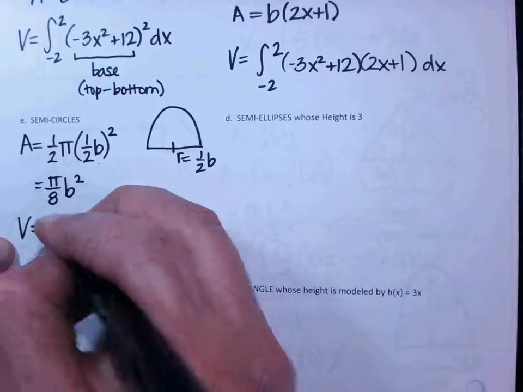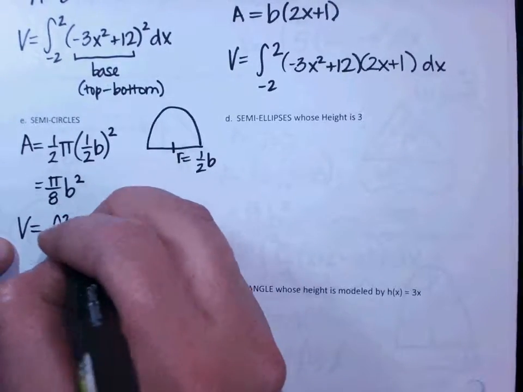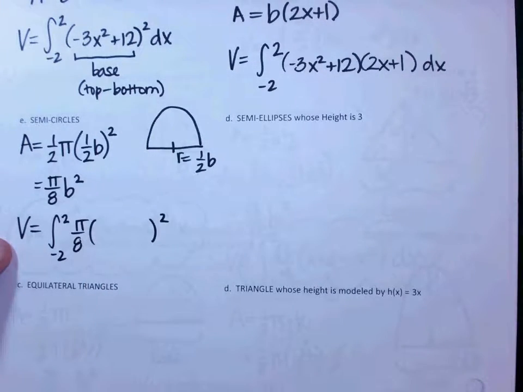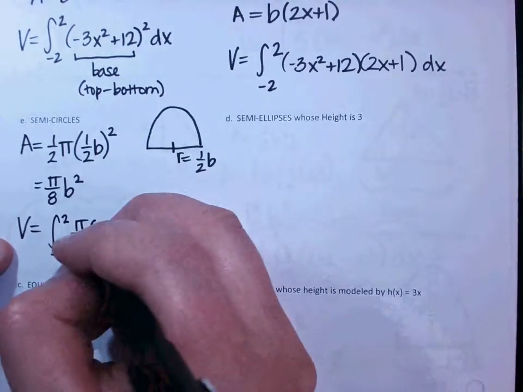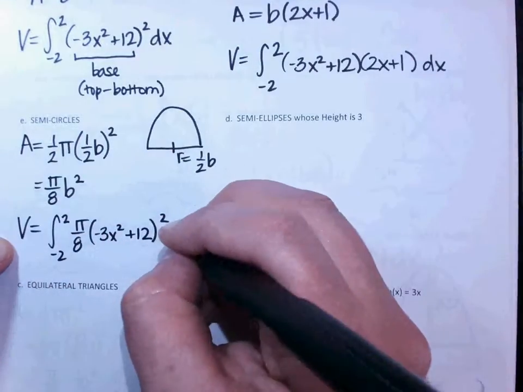Okay, integrating where to where? Negative 2 to 2. Those are the boundaries of my region. Then I want pi eighths b squared. And my b would be the equation that I found at the beginning, that it doesn't make a difference what shape it is. You would always use that same top minus bottom.